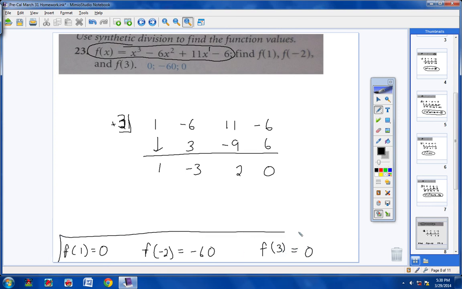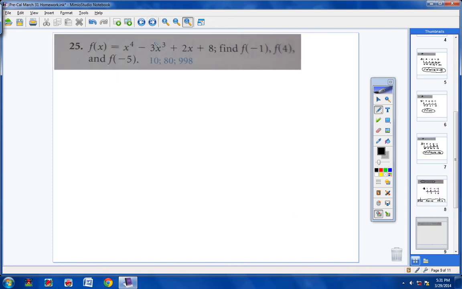And by the way, two numbers gave you out 0. 1 gave you out a 0, and 3 gave you out a 0. So if you were graphing this function, we would know there are zeros at 1 and 3, or in other words, there are x-intercepts at 1 and 3. Okay, moving on to number 25. Here we go, the exact same thing.